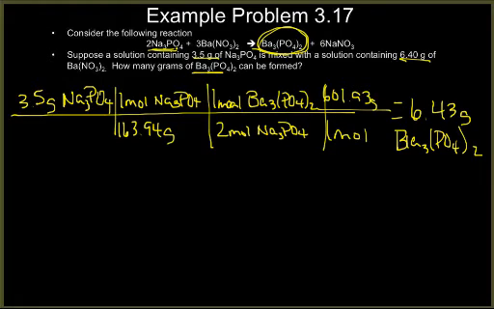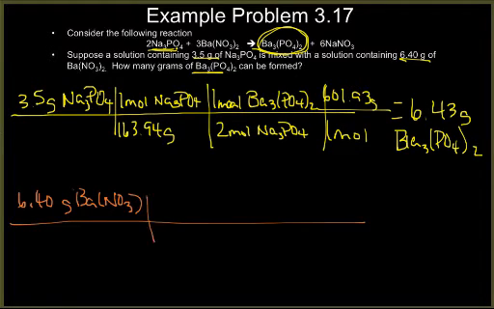Okay, so then for the second part of this, I'm going to start with 6.4 grams of barium nitrate. Same deal, but this time take it to the same product. I'm just starting with the other reactant. Convert it to moles.